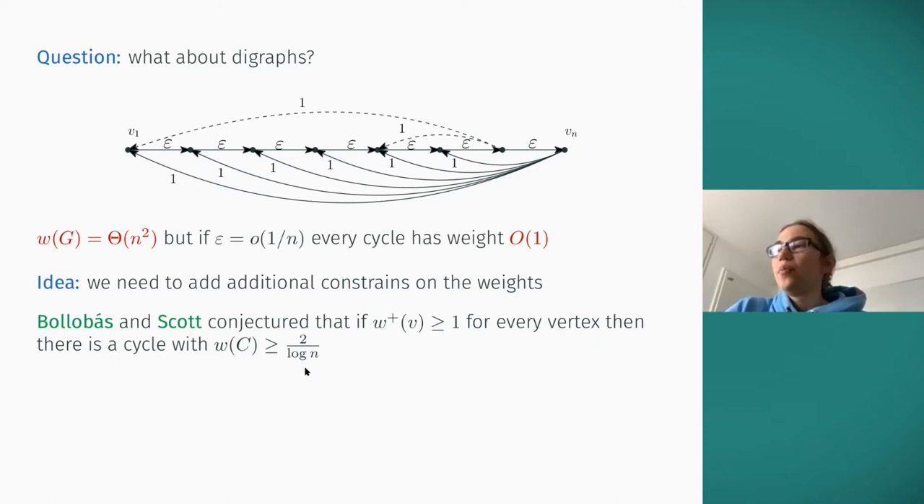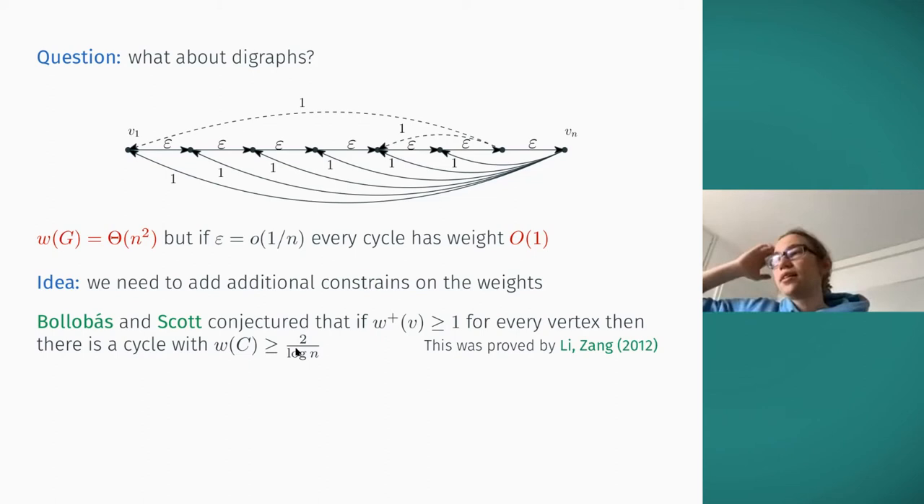I mean, note that if every vertex has at least weight one, then the weight of the graph is at least linear. So this two over log n is still not the optimal thing that you can reach in undirected graphs, but it's only a log factor away. And this was proven by Li and Sang, I think after a factor of 2 in 2012.